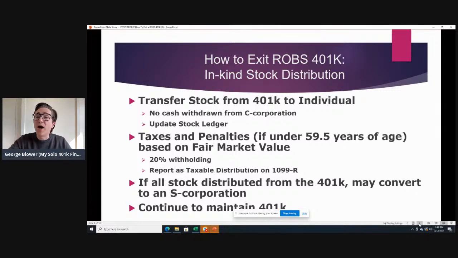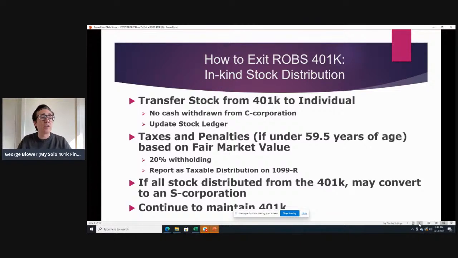And you are not allowed to buy the stock from the 401k plan. Like, you cannot send money to your 401k account and then have the stock transferred to you personally. That would be a prohibited transaction. But what you can do is take an in-kind stock distribution. So this is like taking cash out of your 401k account, but instead of taking cash out, you're taking an asset out. But just like if you took cash out of your 401k account, you have to pay taxes and penalties if you're under 59 and a half years of age.